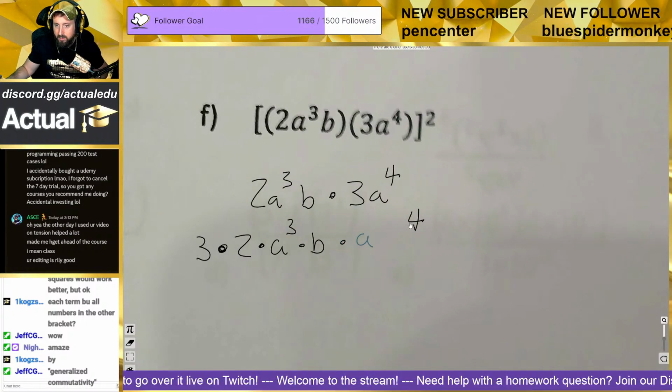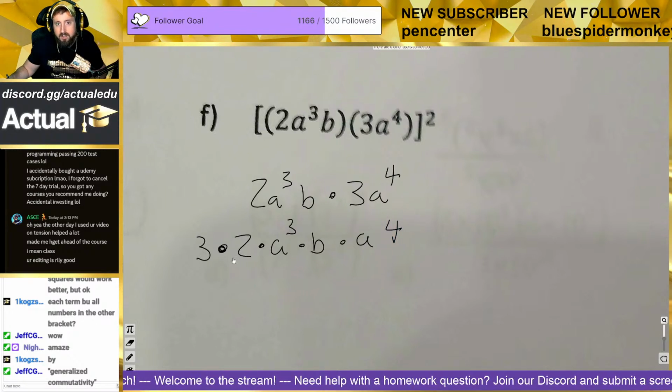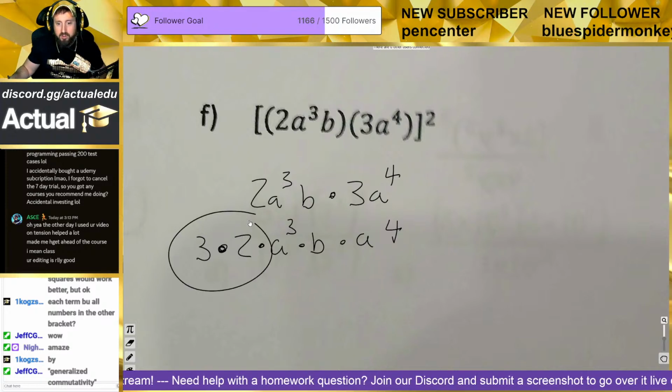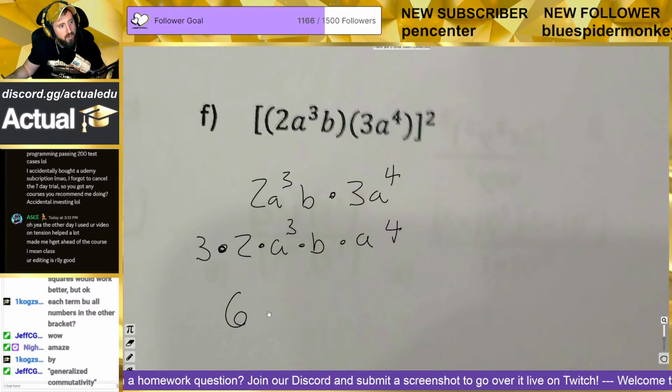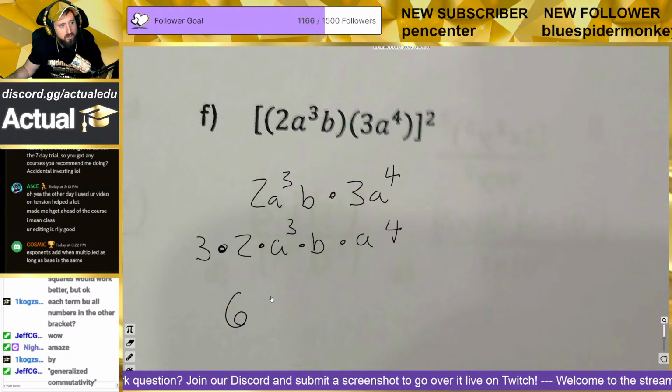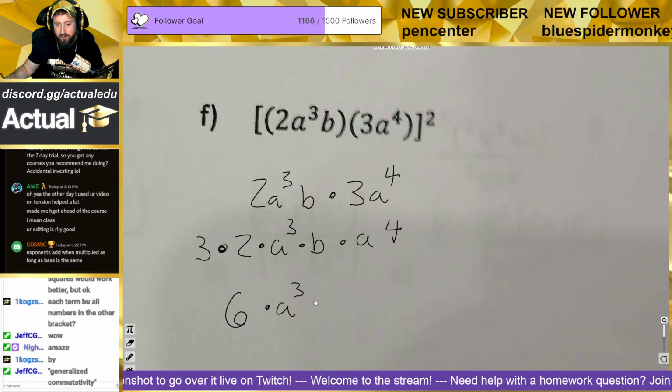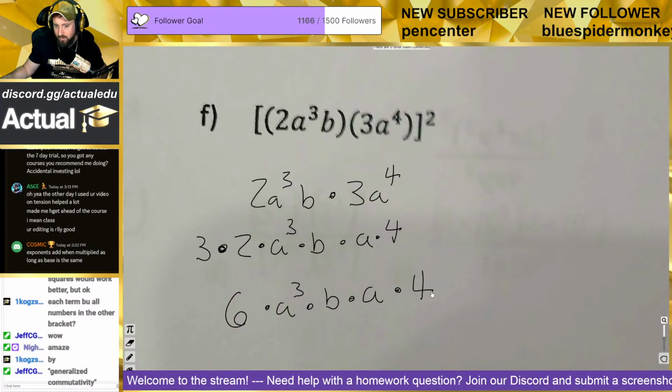Now things might look a little easier to deal with. Let me move the 4 over. Generalized commutativity, exactly, that's what we call it. So this 3 times 2 right here, you know what this is. This is just equal to 6. Exponents add, yes, exactly. Very good job, Cosmic. So now I have 6 times a to the third times b times a to the fourth.